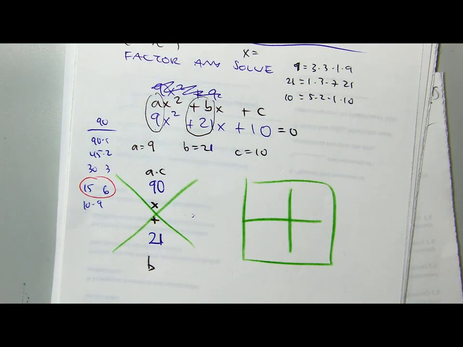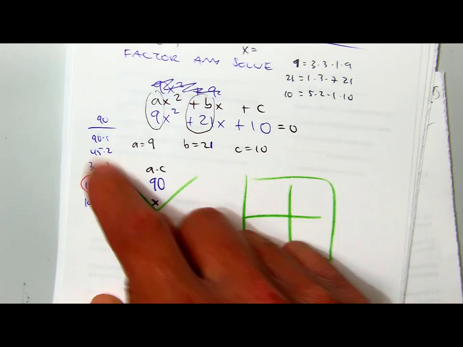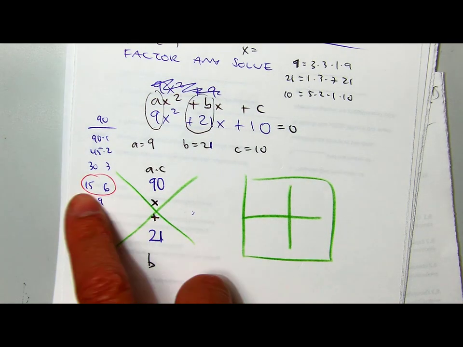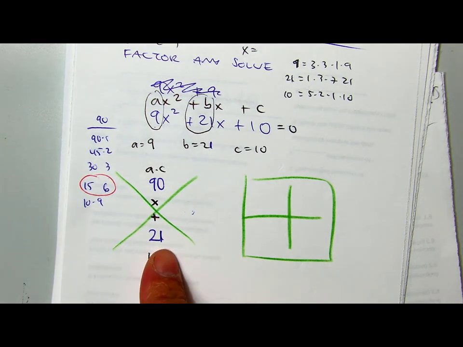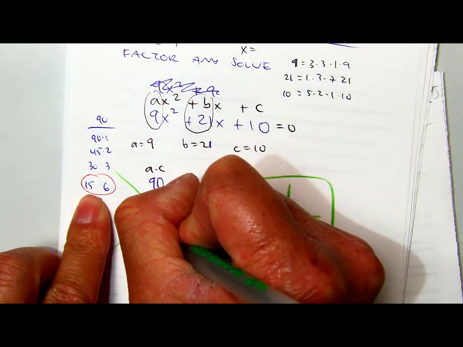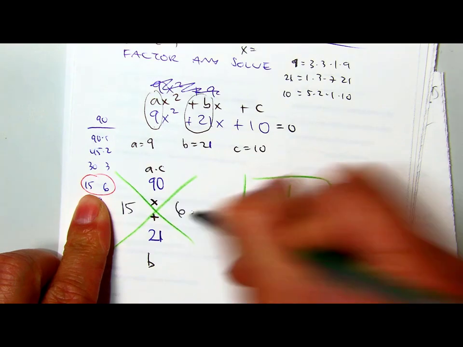Alright, so if you list out all the factors, larger number on the left, smaller number on the right, you're looking for 2 numbers that'll multiply to be 90 but add to be 21. And so those 2 numbers are 15 and 6.